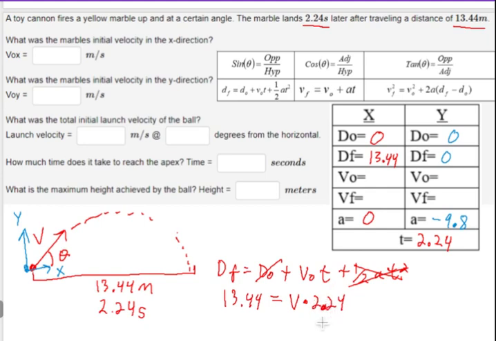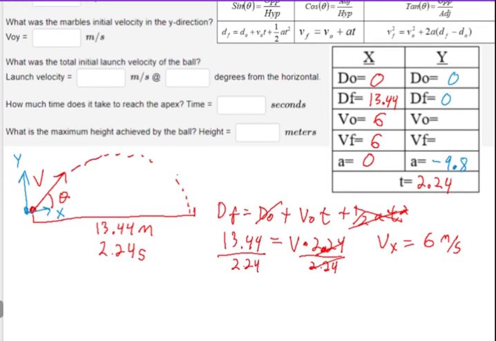In order to solve for v, I'm going to divide both sides by 2.24. Doing so is going to tell me that the velocity in the x direction should be 6. So I'll write that here for the initial velocity. Well, if I know the initial velocity in the x, I also know the final velocity in the x because acceleration is 0, so the velocity in the x is not changing. So the final is also 6.